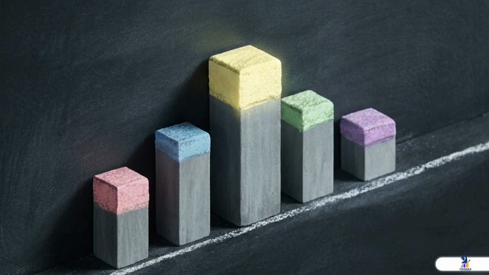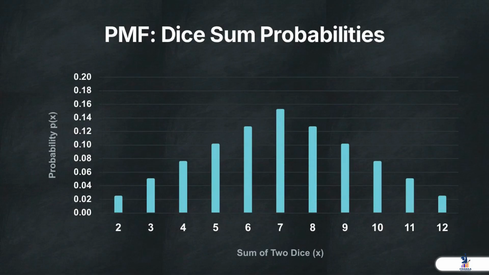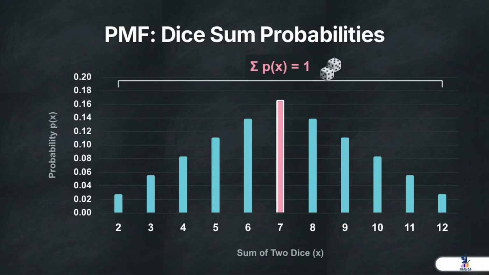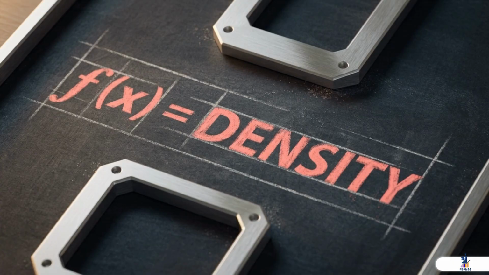For a discrete variable, the probability mass function, or P of x, outputs the exact probability of a specific numerical realization. This chart shows the PMF for rolling 2 dice. The spike at 7 returns exactly 6 out of 36. In any PMF, individual probabilities are non-negative, and the sum of all spikes must equal exactly 1.